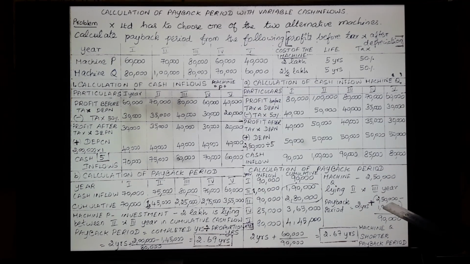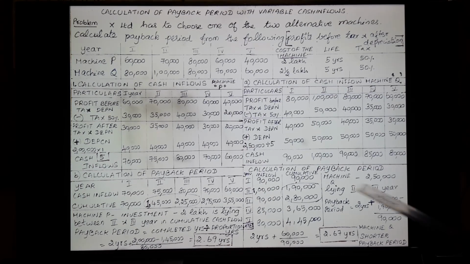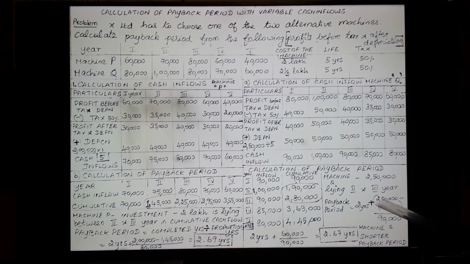2,50,000, the expected machine investment amount, minus the 1,90,000 which we have already reaped in the previous years, divided by the third year cash inflow, 90,000. So when we divide this, we get 2 years plus 60,000 divided by 90,000, that is 2.67 years.